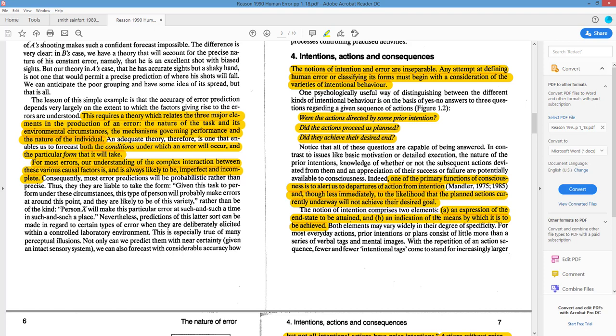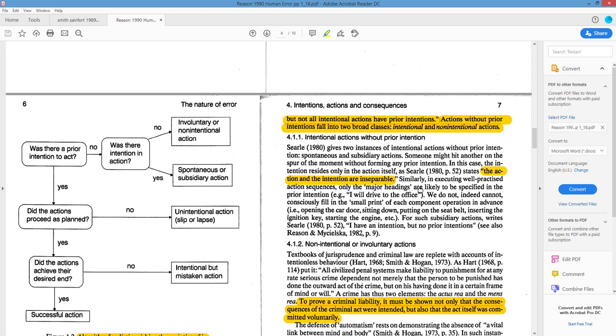The intention comprises 2 elements: an expression of the end state to be attained, an indication of the means by which it is to be achieved. Now, doesn't that sound awfully like Lawler's description of organizational culture? A shared opinion of what needs to be done and how it needs to be done. I don't know. I think there's commonality there.